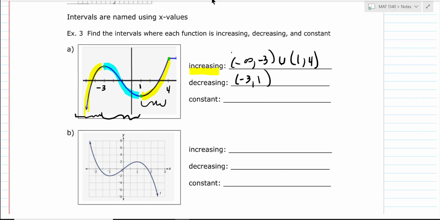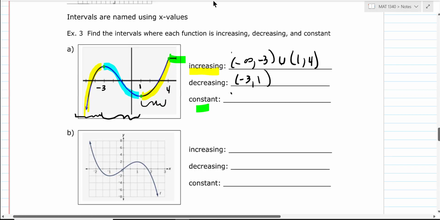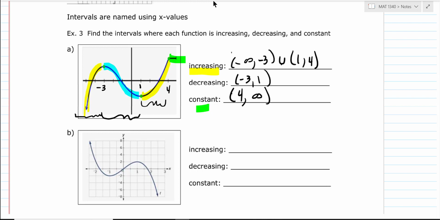Is this thing constant anywhere? Yeah, right at the end, it's constant. How are you going to write that interval? 4, positive infinity. There you go. It starts at 4, goes on forever to the right. So we're applying the interval notation things that we talked about when we were doing inequalities. Any question on that?